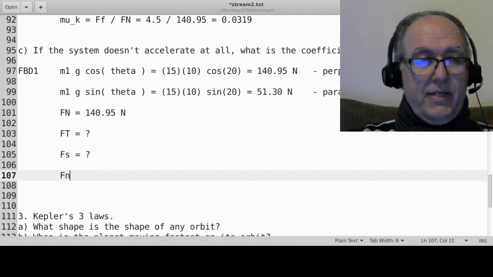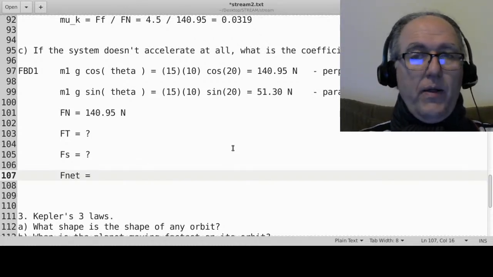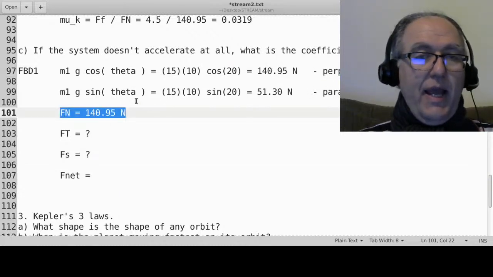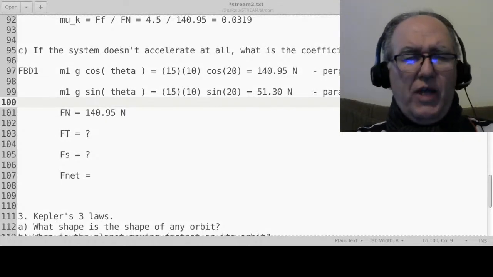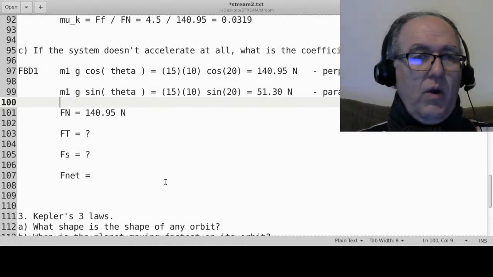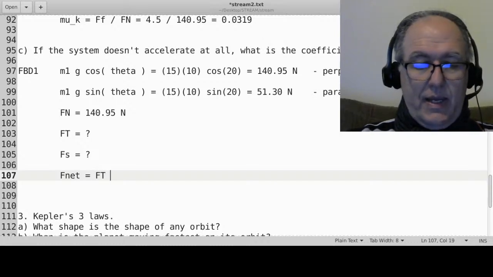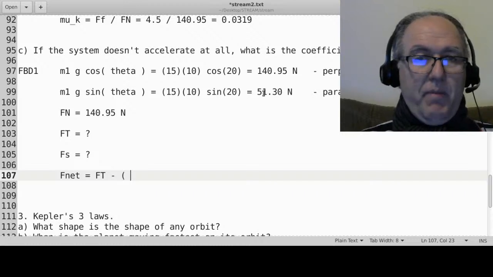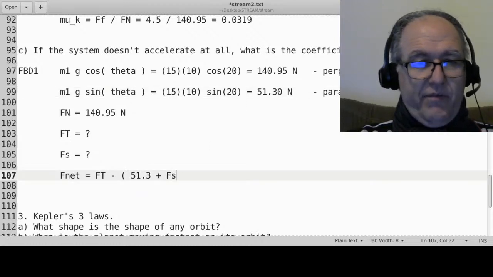Okay, so now what is F net? All right, so once you have identified all the forces, do the vector sum. What's F net? Well, the perpendicular component cancels, and this thing is not accelerating either up or down, so it doesn't matter whether you choose up as the positive direction or down as the positive direction. We'll continue with up, and so we'll say up we have Ft, and competing with that, down we have the parallel component and the force of static friction, like that.